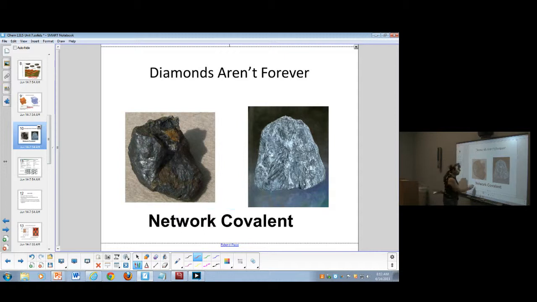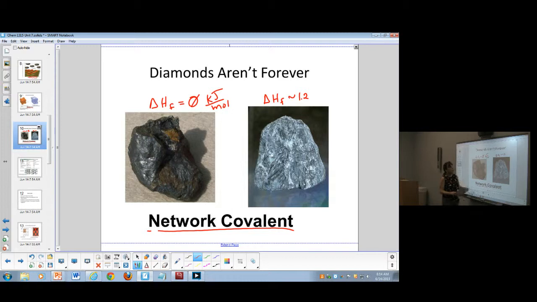Then there's the network covalent. Network covalent types of solids would be, for example, carbon. Carbon forms diamond, and carbon forms graphite. And way back when you learned all about energy, you were looking at enthalpy values. For graphite, its enthalpy is about 0, and for diamond, that enthalpy is somewhere around 1.2 or something, and that's kilojoules per mole.